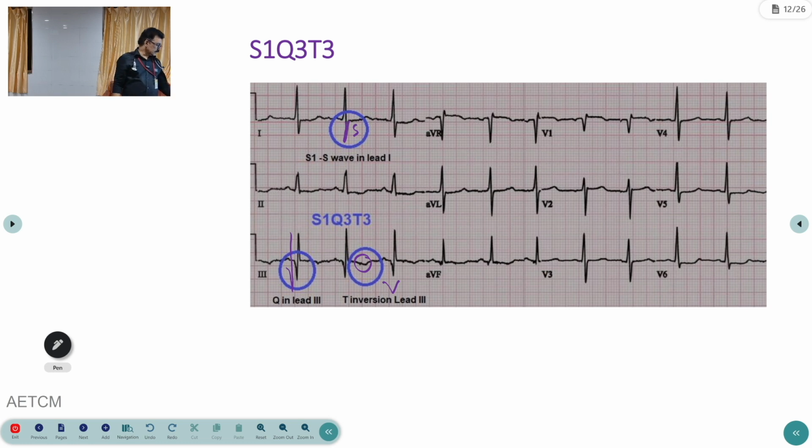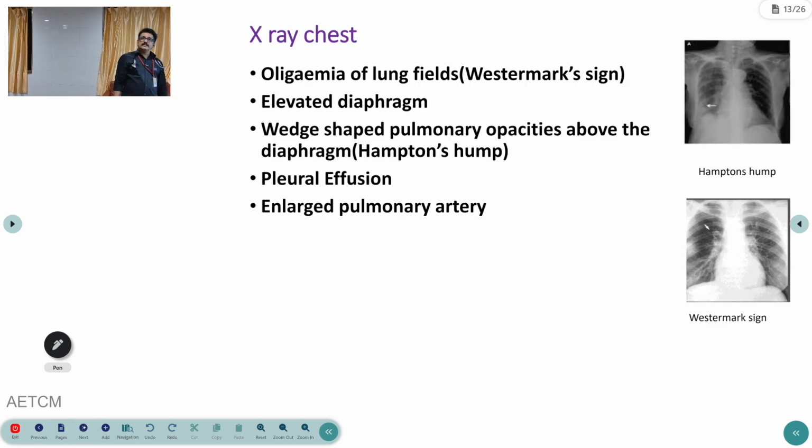Now, chest X-ray, there are different signs like Westermark sign, oligemia in the lung fields, elevated diaphragm, wedge-shaped pulmonary opacities, that is Hampton hump, pleural effusion, enlarged pulmonary artery. All these findings can be there in chest X-ray, but most of the time when you follow pulmonary embolism cases in a series, you can see that in most of the cases the X-ray will be normal in pulmonary embolism.